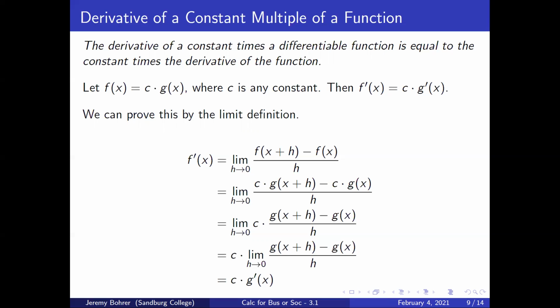f prime of x equals the limit as h approaches 0 of f of x plus h minus f of x over h, which is equal to the limit as h approaches 0 of c times g of x plus h minus c times g of x over h, which is equal to the limit as h approaches 0 of c times g of x plus h minus g of x over h, which is c times the limit as h approaches 0 of g of x plus h minus g of x over h, which is c times g prime of x.